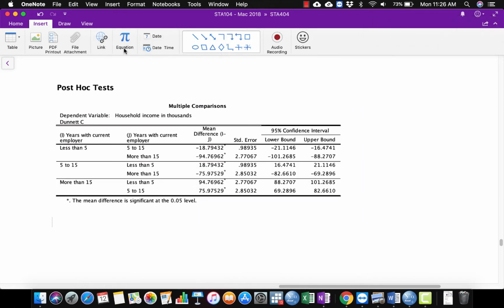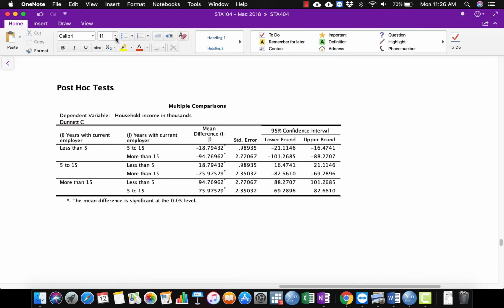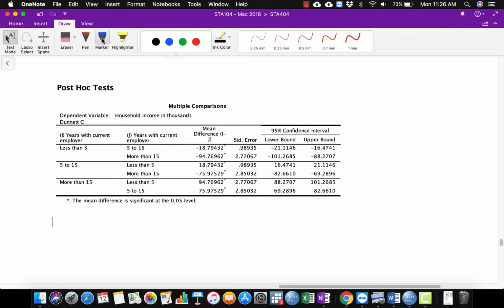Right. If you can see the mean difference I minus J, there is a star after the number, right? Some results will not show any star. Some results will show the star, but the star indicates that the mean difference is significant, meaning less than 0.05, right?